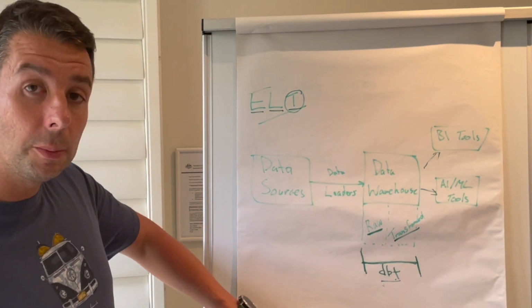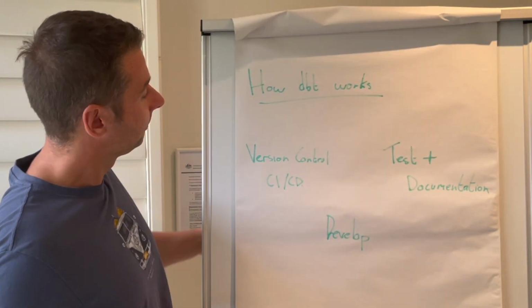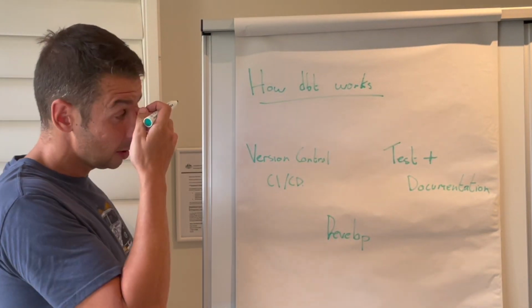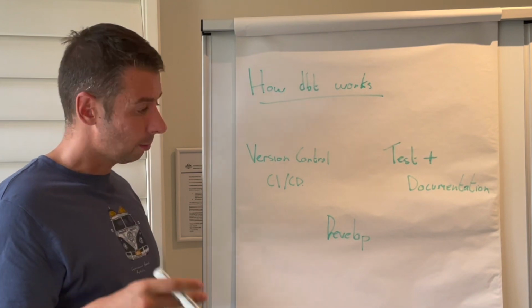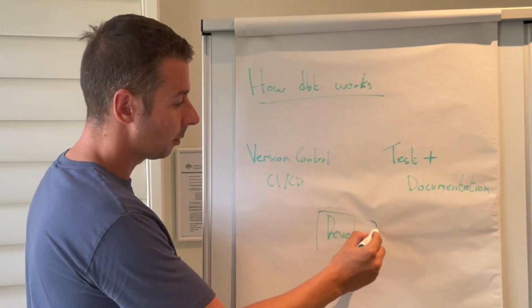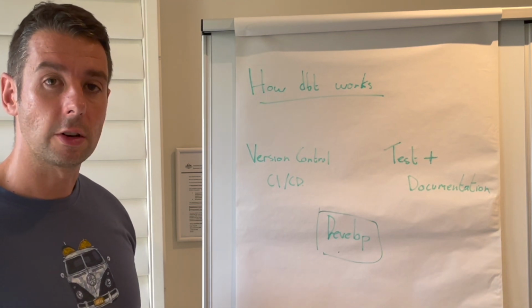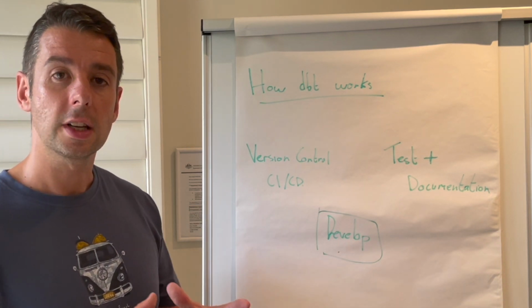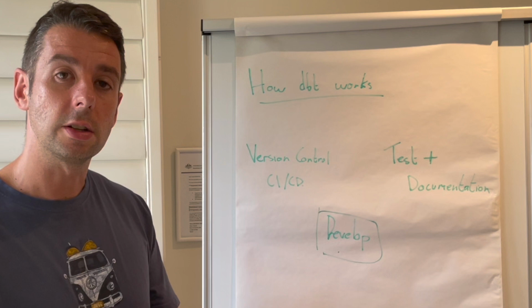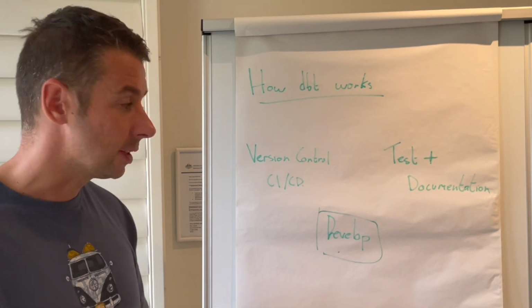Now going into a little bit more detail about how dbt works. It's got three main components essentially. So we talked about the development one just before. That's where you write your transformations and apply your business logic to move your data from its raw format, standardize it and curate it into your format for downstream activities.